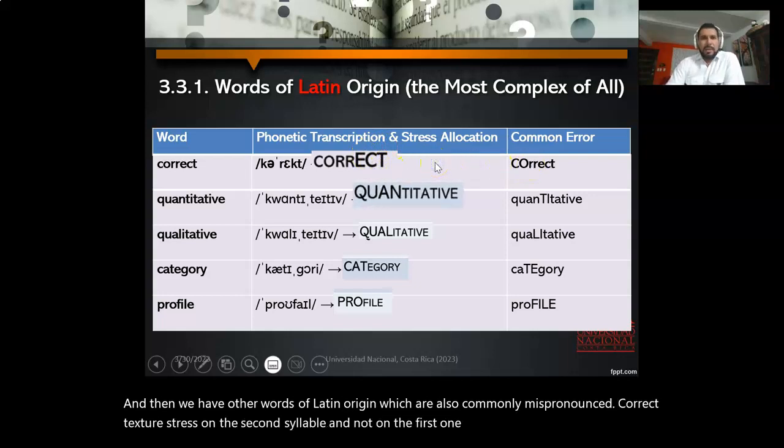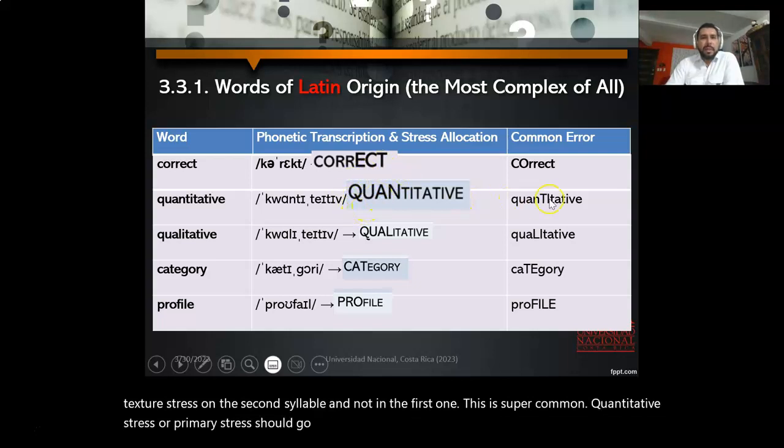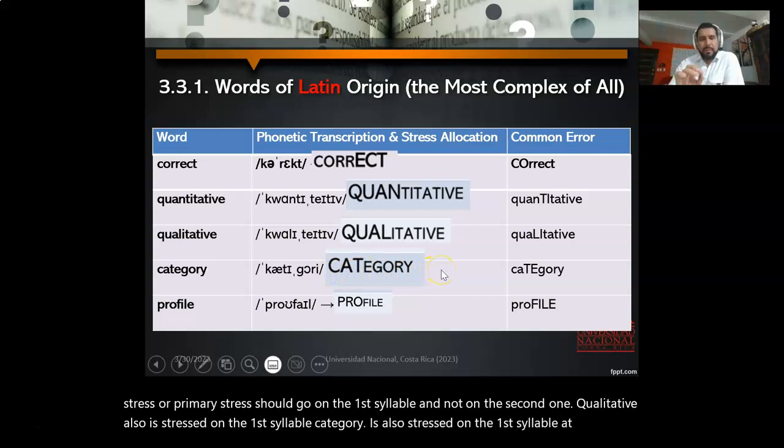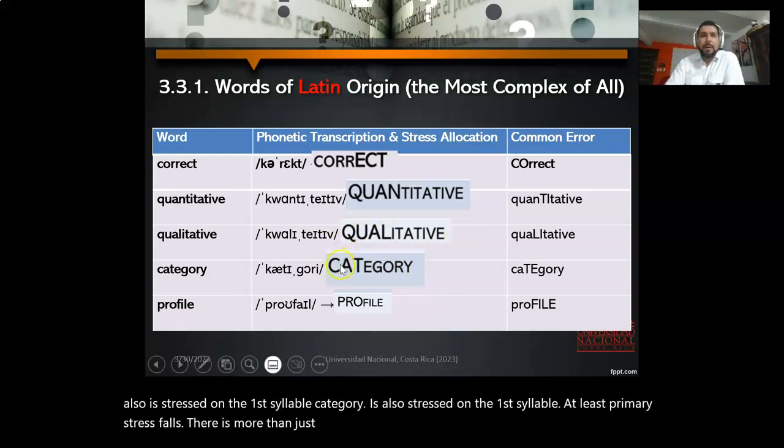This is super common. Quantitative stress or primary stress should go on the first syllable and not on the second one. Qualitative also is stressed on the first syllable. Category is also stressed on the first syllable. At least primary stress falls there. There is more than just primary stress, but for now, let us focus on primary stress.